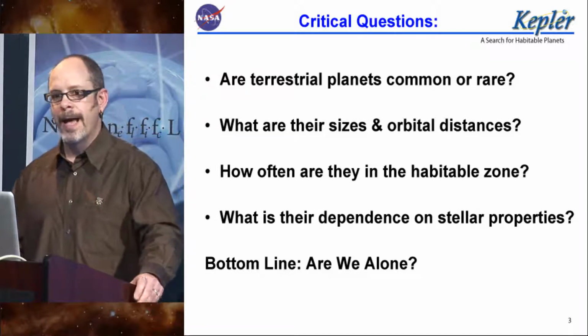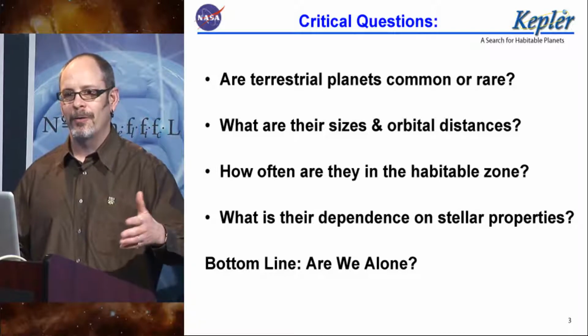We don't look simply at solar analogs, twins of the Sun. We look at a full spectrum of main sequence stars, from small M stars, which are about half the size and mass of the Sun, through to late A stars, which are about twice the size of the Sun. So we're interested in what kinds of stars have planets and what kinds of stars have habitable planets. The bottom line, the question we're working towards answering is whether we're alone.